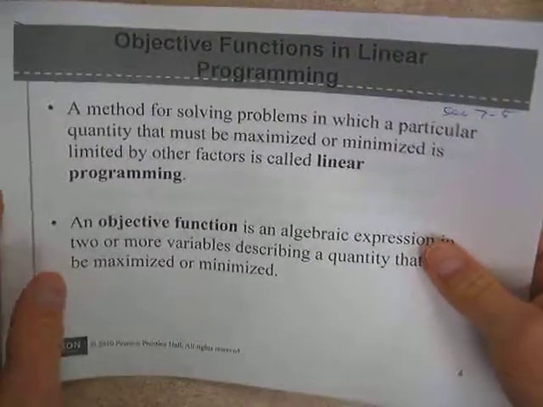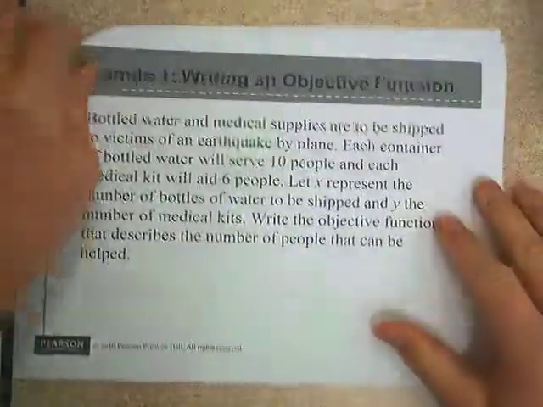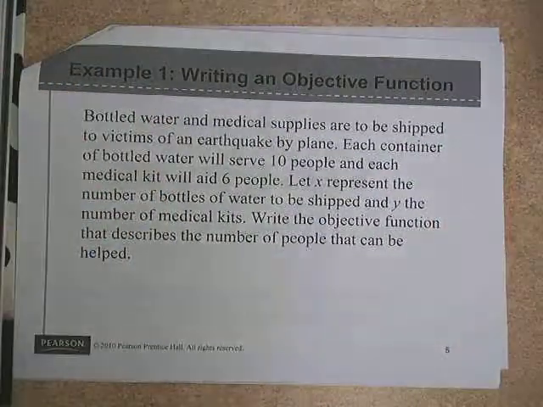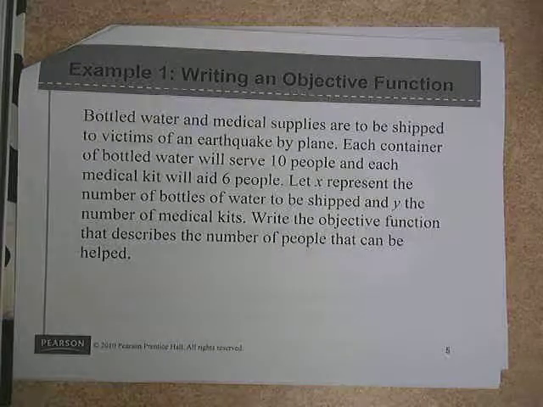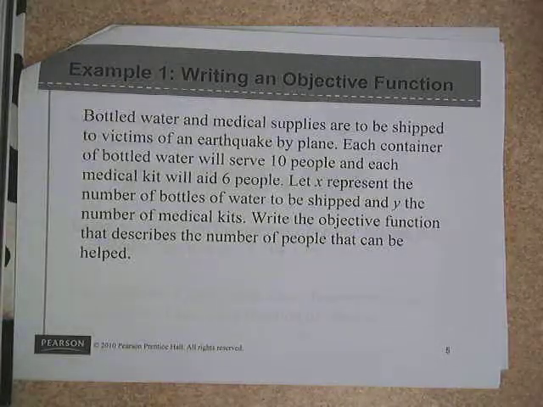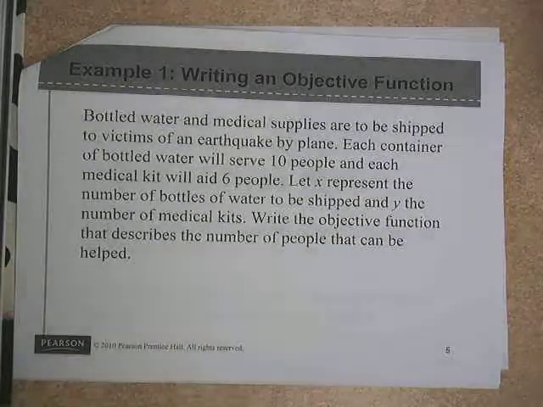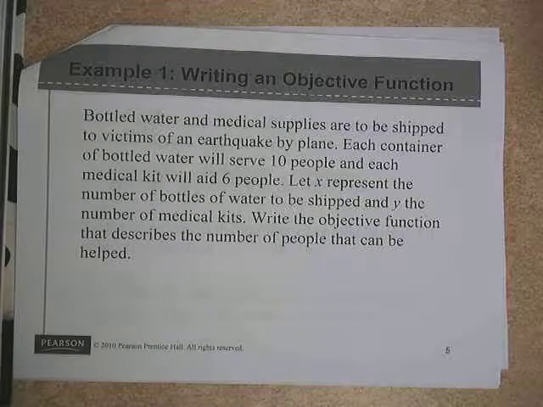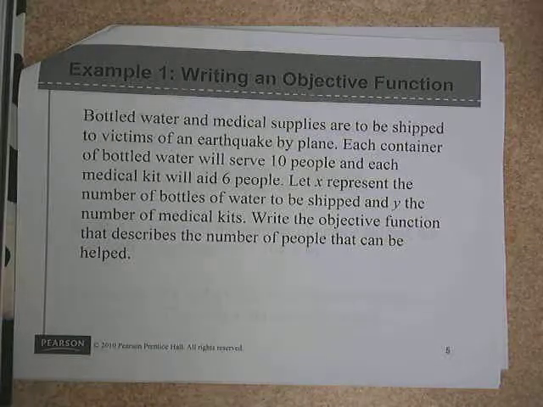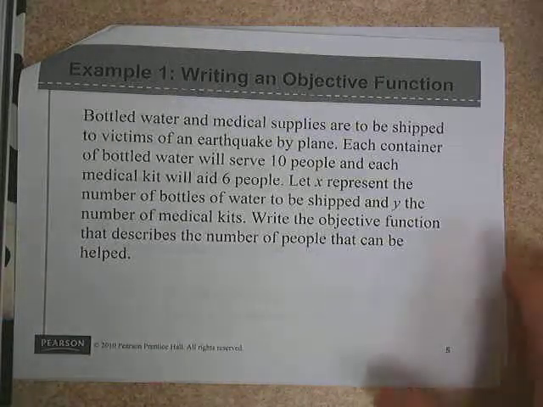Okay, so we're going to look at an example of this process. The first part is generally trying to write an objective function. We have in this case bottled water and medical supplies that would be shipped to victims of an earthquake by plane. Each container of bottled water will serve 10 people. Each medical kit will aid 6 people. We want to let x be the number of containers of bottled water to be shipped and y be the number of medical kits. So we're going to write the objective function that describes the number of people that can be helped.